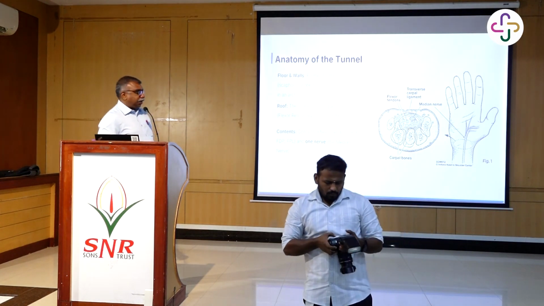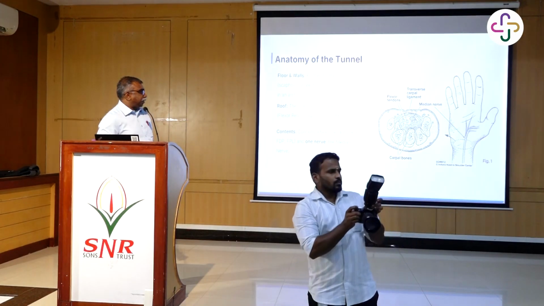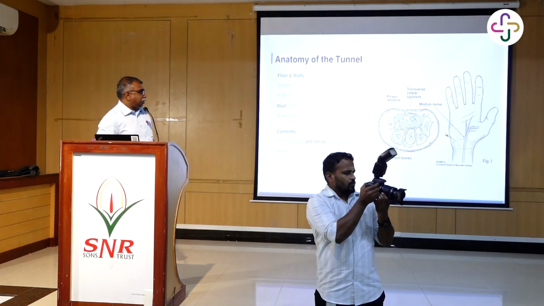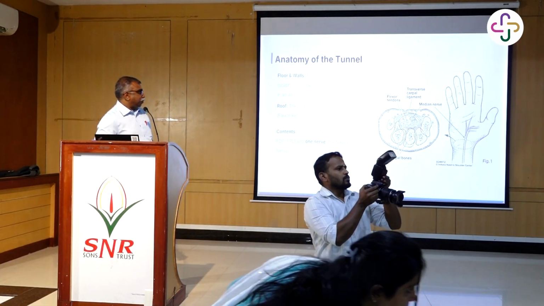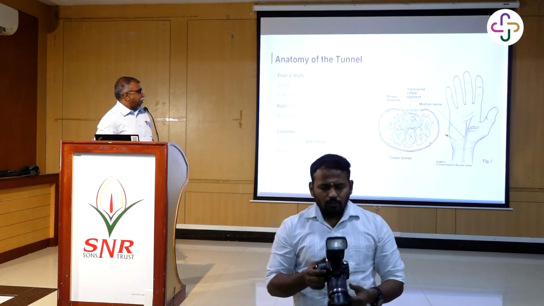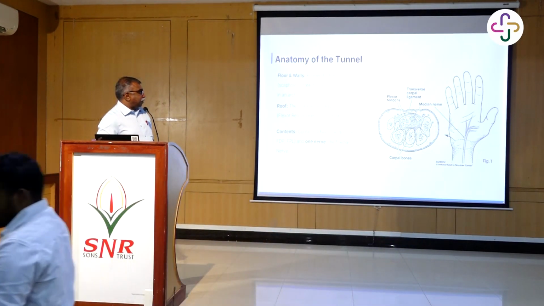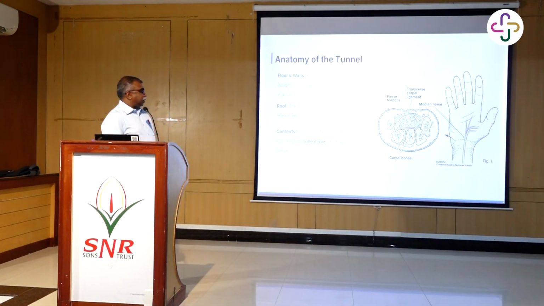So as you see in this diagram here, this is the area of the carpal tunnel. You have the palmar fascia, and then you have the transverse retinaculum. And if you see the cross section, you have the bones, the carpal bones, the wrist bones, and then you have the transverse carpal ligament. And going through that are all these structures. Okay, so what goes through these structures?